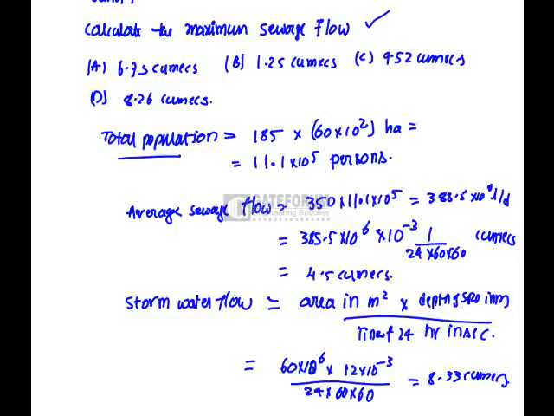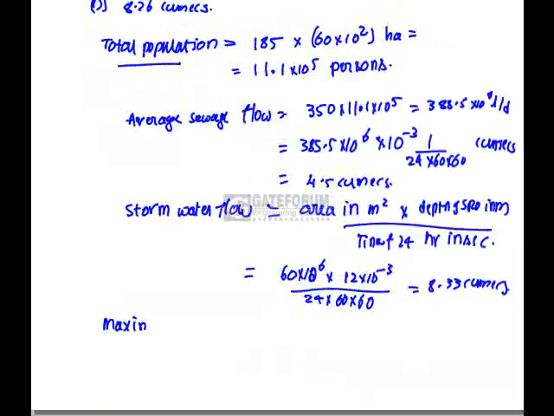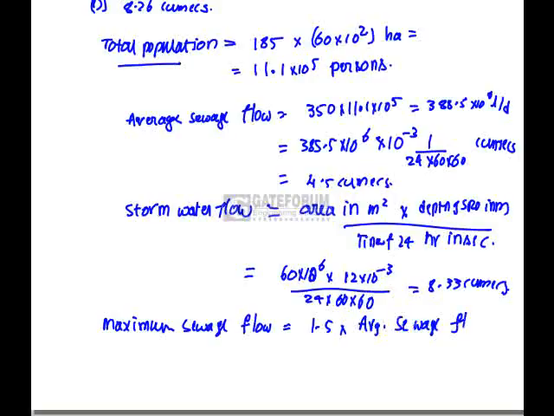Therefore, maximum sewage flow has to be 1.5 times the average sewage flow. As we know the relationship between the average sewage flow and maximum sewage flow, and the value of average sewage flow is this much, 1.5 times 4.5 is equal to 6.75 cubic meters per second. Therefore, option A is correct.